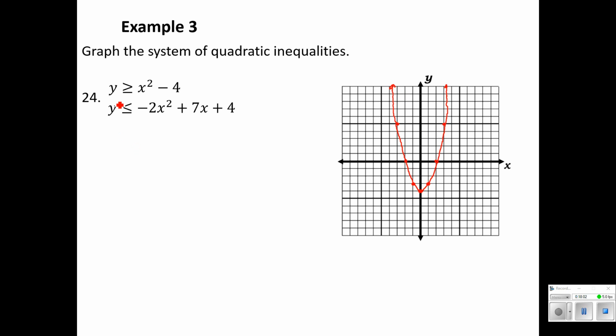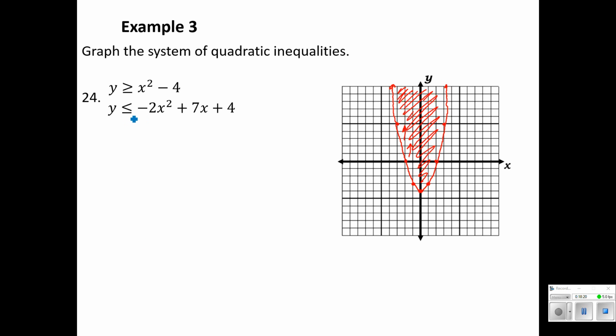Okay, and we want heights greater than that parabola. We could test the point (0, 0), but what will be shaded in that graph is the interior, right? That's where the heights are higher. All right, let's get a different color up here. How about blue?